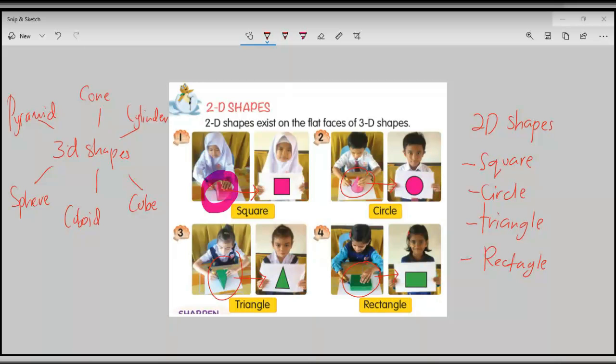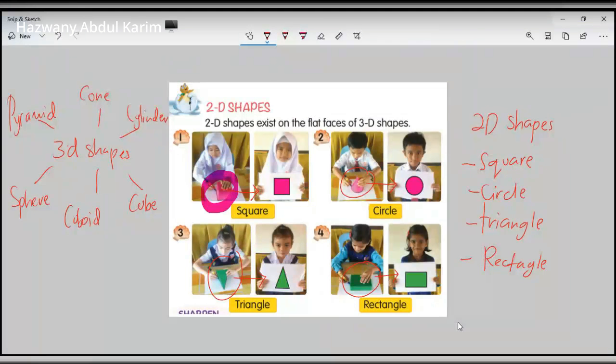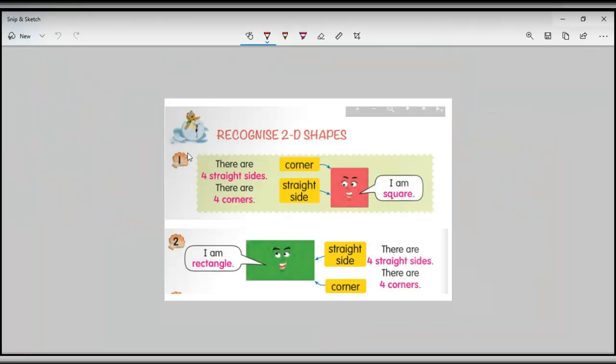Now we want to look at the detail of the 2D shape, or the character of the 2D shape. We start with the shape square. Look at the square here, the red square. I am square. This we call corner, the pointed one or the sharp one. For the 2D shapes, we call it corner, or if we have more than one corner, we put S at the back. For the 3D shape, we don't call it corner. We call it vertex or vertices. Different words, but the same meaning.